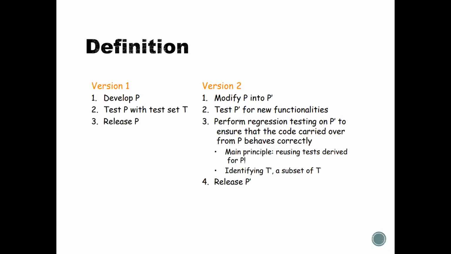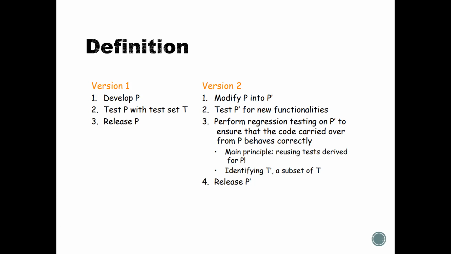If I come to the main definition in the context of software: we have a version 1 where our main aim is to develop a program P. Once you develop program P, the next thing is you need to test this program P with certain test sets, and we denote this test set with T. Once the program P passes this test, you release this P, as I told you earlier.